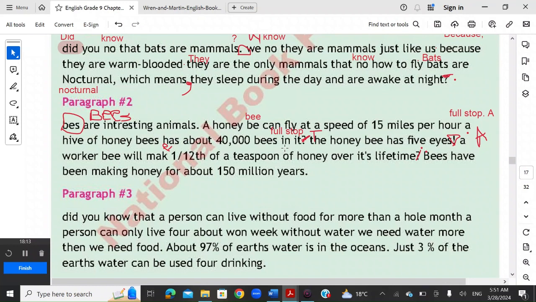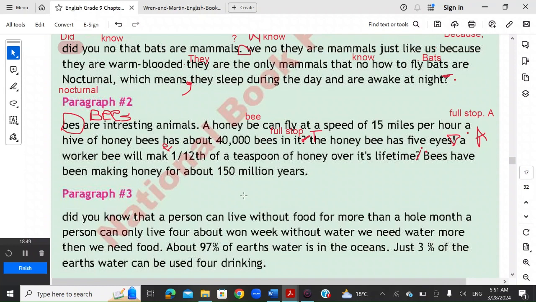There will not be a sign of exclamation because we put a sign of exclamation when we feel some sudden feelings. This is a statement, hence we will put a full stop. Again, A will be capitalized. A worker bee will make, the spelling of make is M-A-K-E, 1/12 of a teaspoon of honey over its lifetime. Again, there will be no question mark, rather there will be a full stop. Bees have been making honey for about 150 million years. This is all about it.